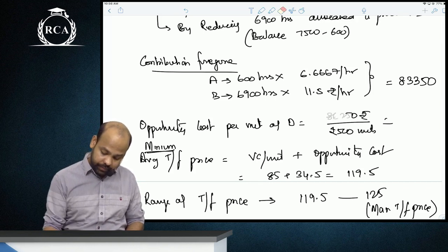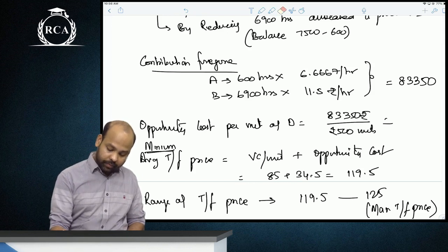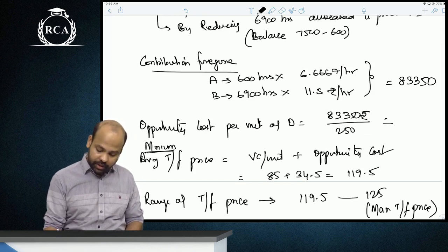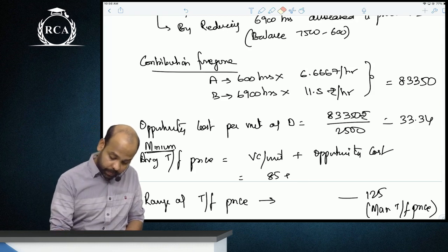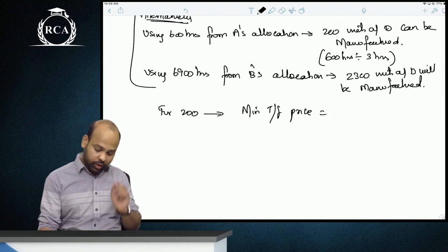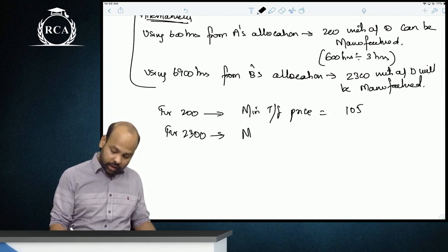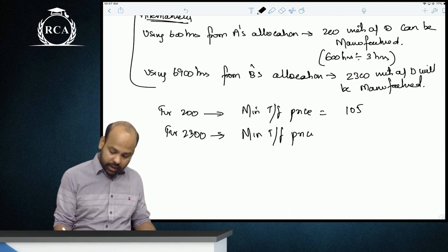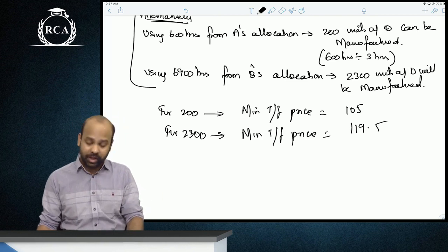83,350. I got a doubt because if you reduce D, you're getting the same answer. So this is 33.34. I will add this, 33.34, giving 118.34. So for 200 units the minimum transfer price is 105. For 2,300 units the minimum transfer price is 119.5. This is why I got a doubt. An average of 105 and 119.5 cannot be 119.5.